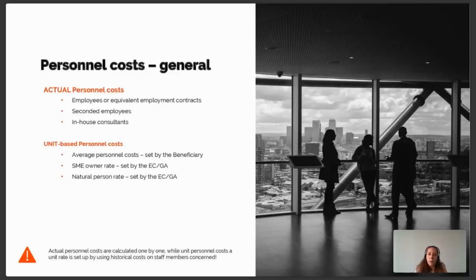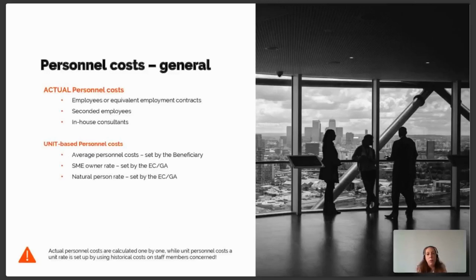A similar methodology is for the SME owner rate, which means that those SMEs who have owners, but they are not receiving a salary from the SME itself because they are normally paid from the dividends, as an example, then those people can also work on Horizon 2020 projects and do research work, as an example. And then again, the rate is set in the grant agreement based on the national rates. So these are the three categories that are for unit-based personal cost calculation.